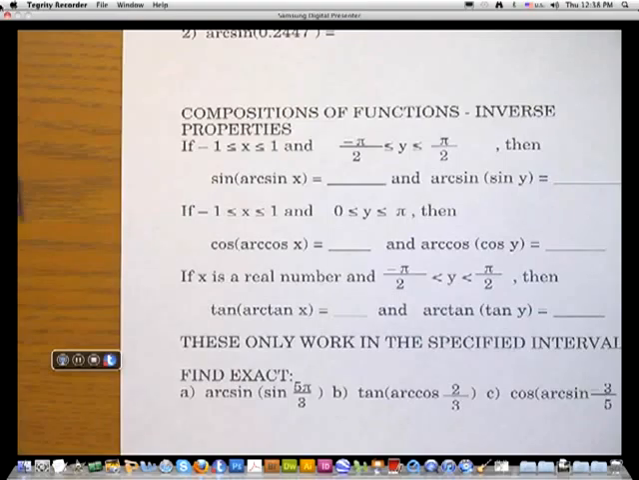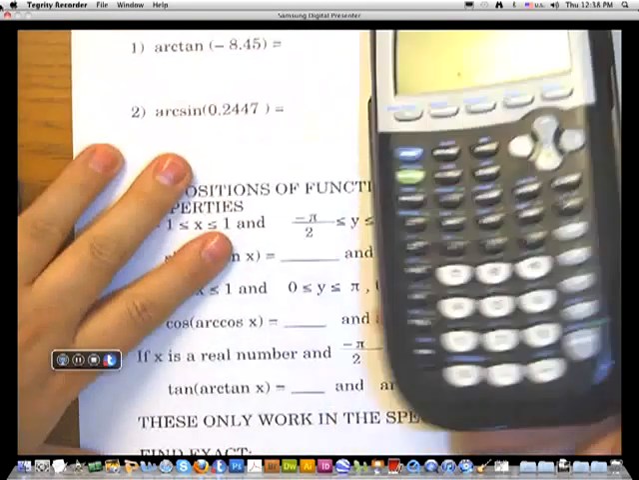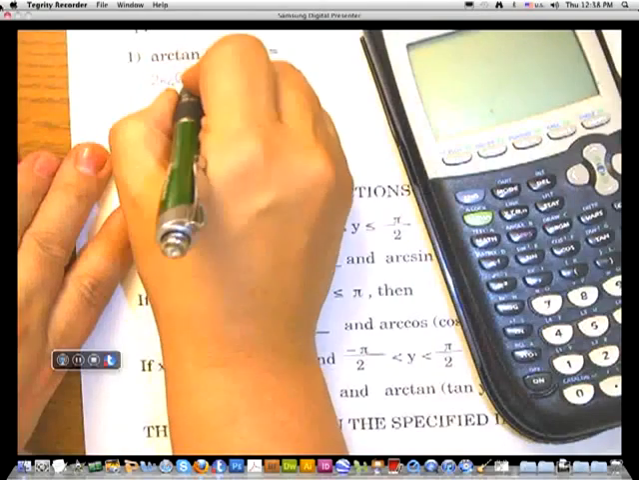Use a calculator to approximate these values. So this is just second tangent.